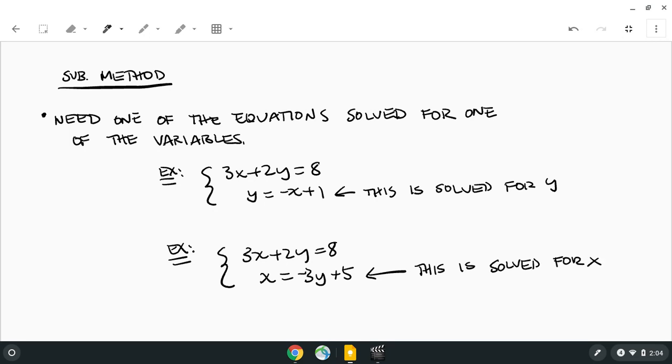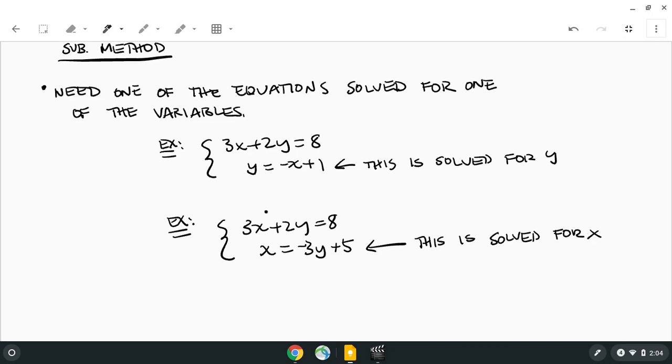Okay, so you just need at least one of them. You could have two equations where one says y equals 2x plus 3, and then the other one says y equals negative x plus 1. That's fine if you have both of them solved for y, or both of them solved for x, or one solved for x and the other one solved for y. You just need at least one of them. Okay?